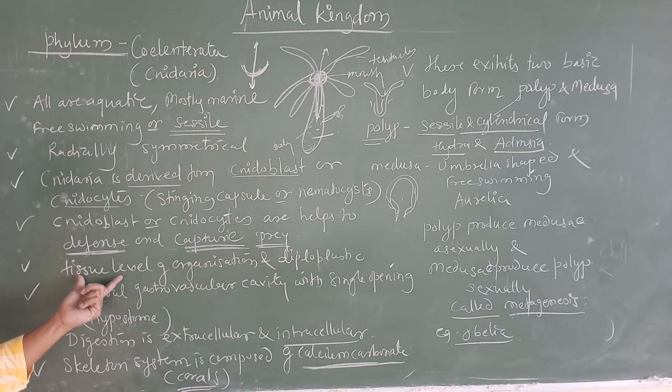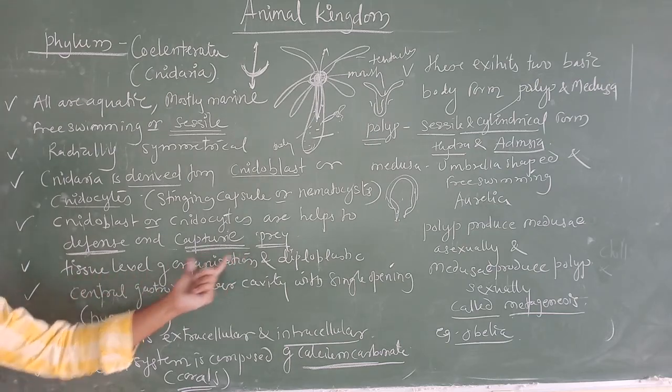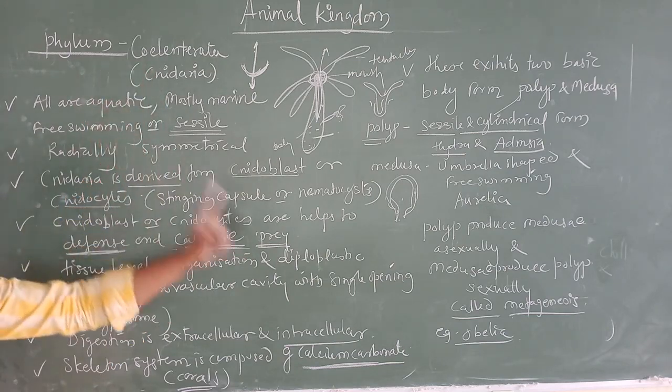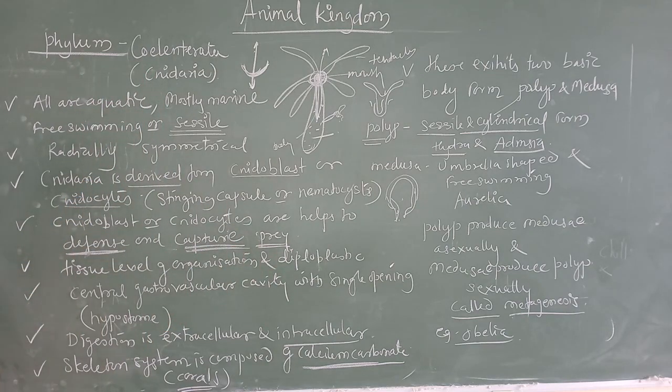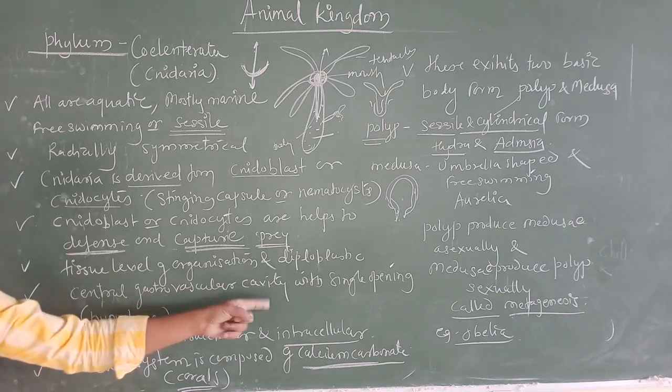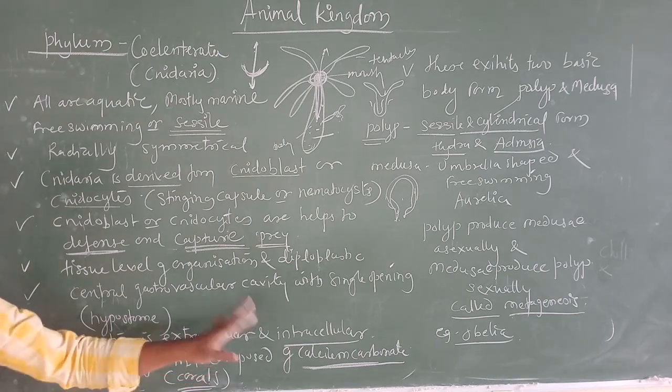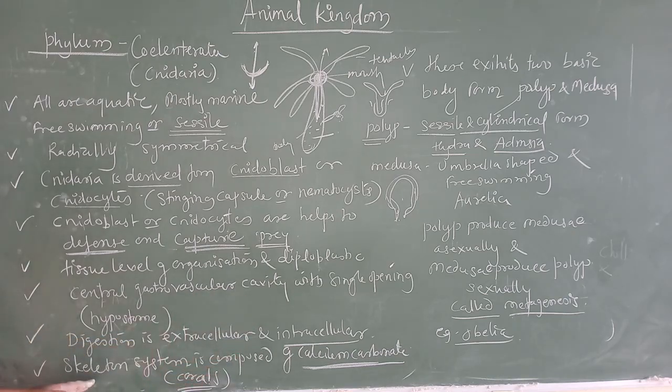Next one is tissue level of organization. We find the tissue level of organization in Coelenterates. They are diploblastic, having two body layers, ectoderm and endoderm. Central gastrovascular cavity with a single opening, which we call the hypostome. Digestion is extracellular or intracellular. Skeletal system is composed of calcium carbonate.